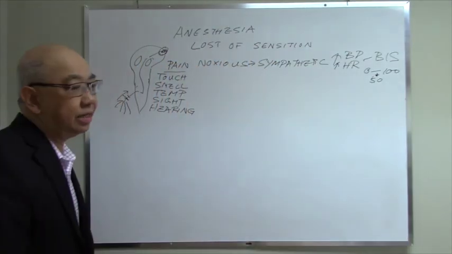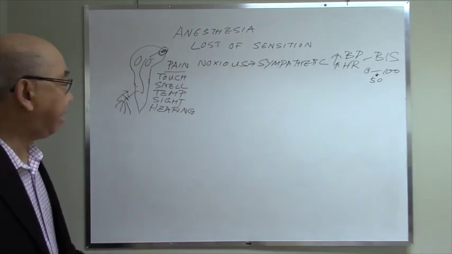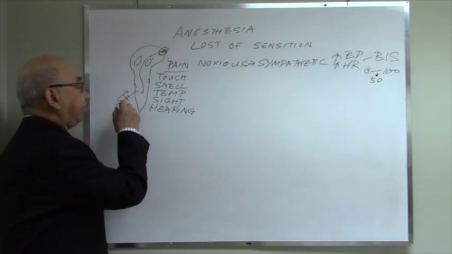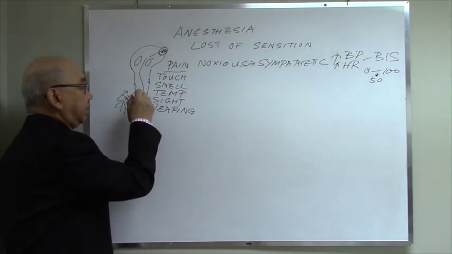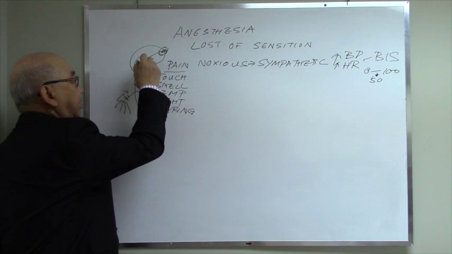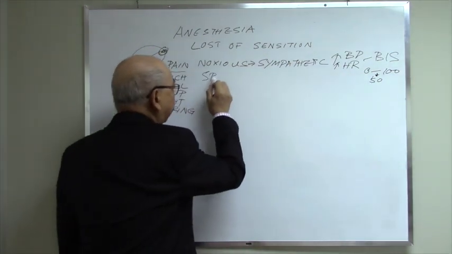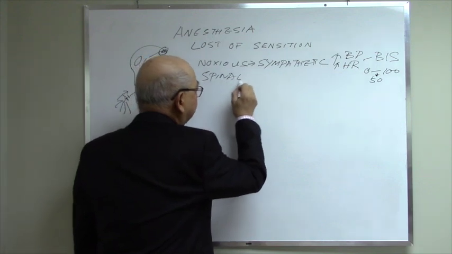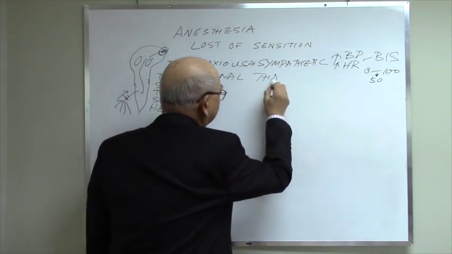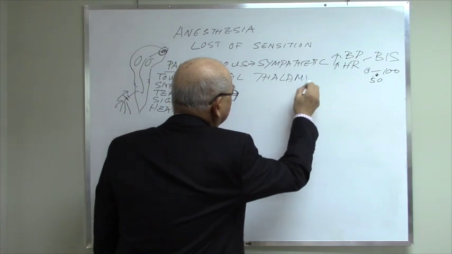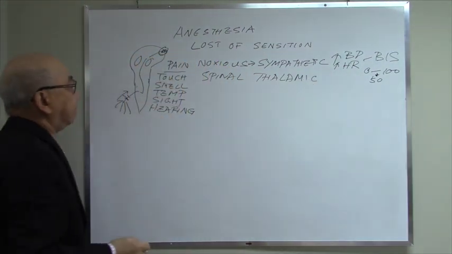How do we control pain? First, we have to know the pain pathway. This is the typical pain pathway. The receptor goes to the spinal cord, thalamus, and cortex. This is called the spinothalamic tract, and it conducts pain.